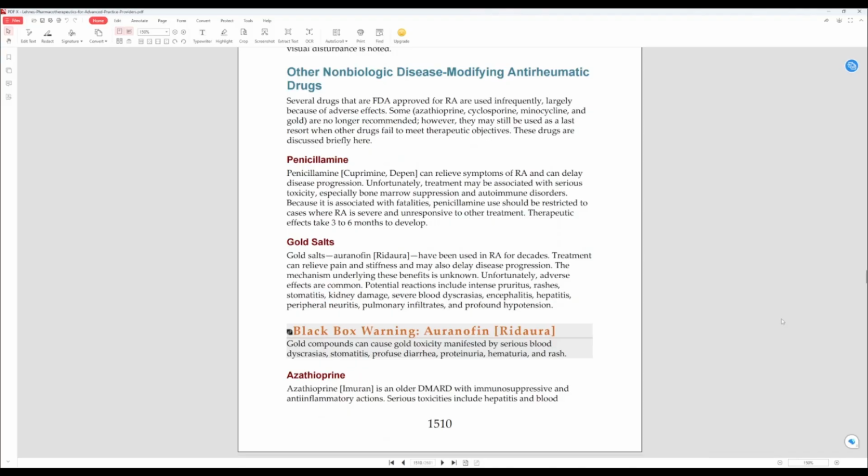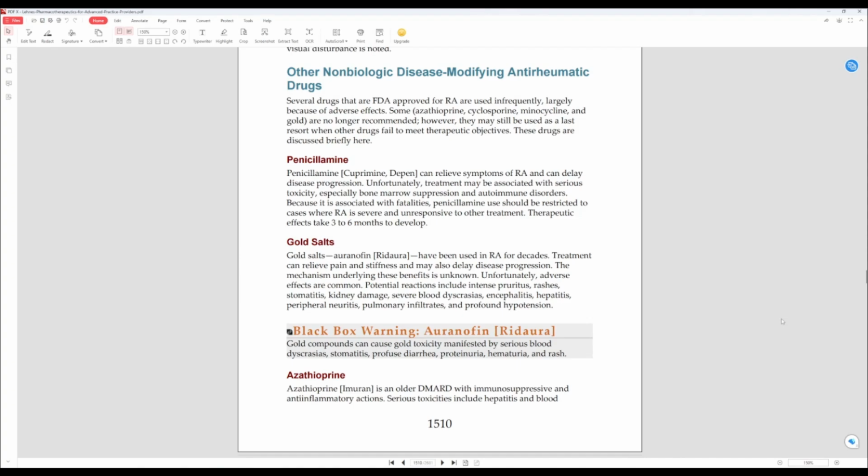Bringing us to other non-biologic disease-modifying anti-rheumatic drugs. Several drugs that are FDA approved for rheumatoid arthritis are used infrequently, largely because of their adverse effects. Some of the medications, such as azathioprine, cyclosporine, minocycline, and gold, are no longer recommended. However, they may still be used as a last resort when other drugs fail to meet therapeutic objectives. These drugs are discussed briefly here.